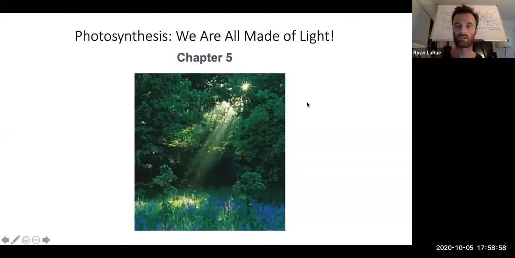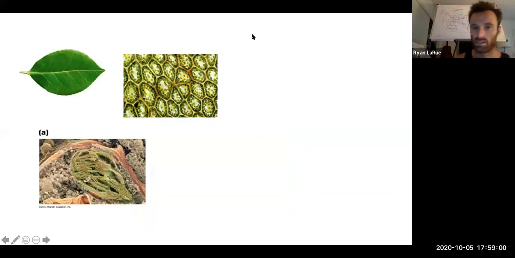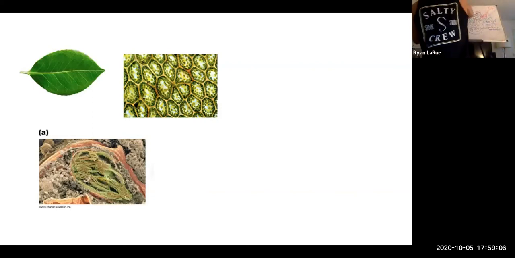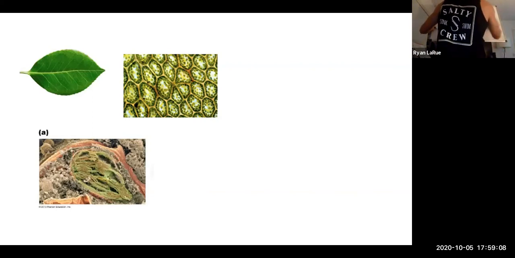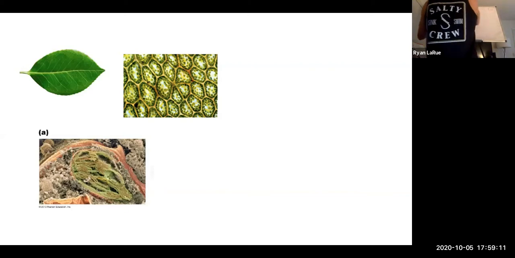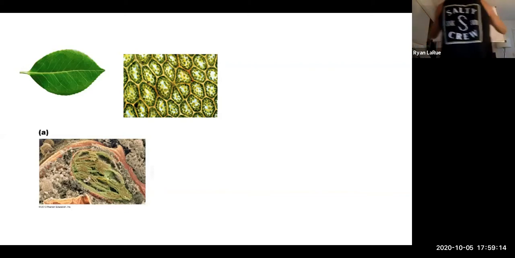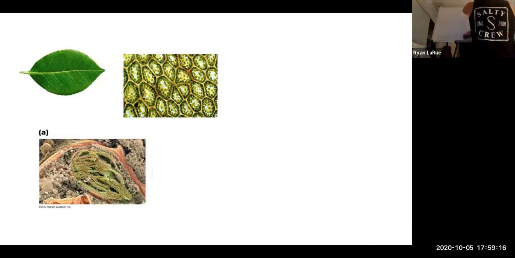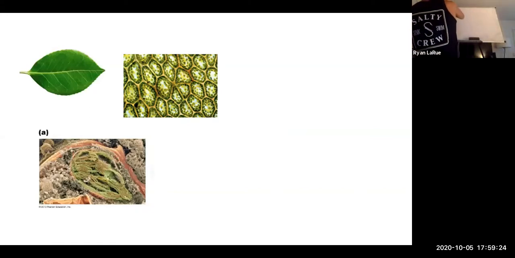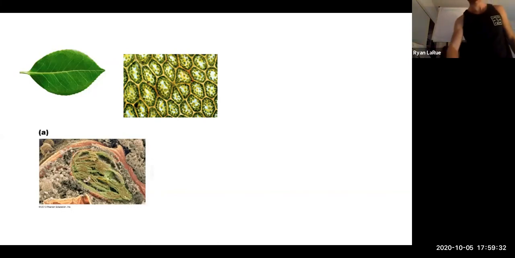All right, photosynthesis. Let's do it. All right, photosynthesis. This is our plant process, but interestingly enough, other organisms perform photosynthesis, maybe some that you weren't aware of previously.